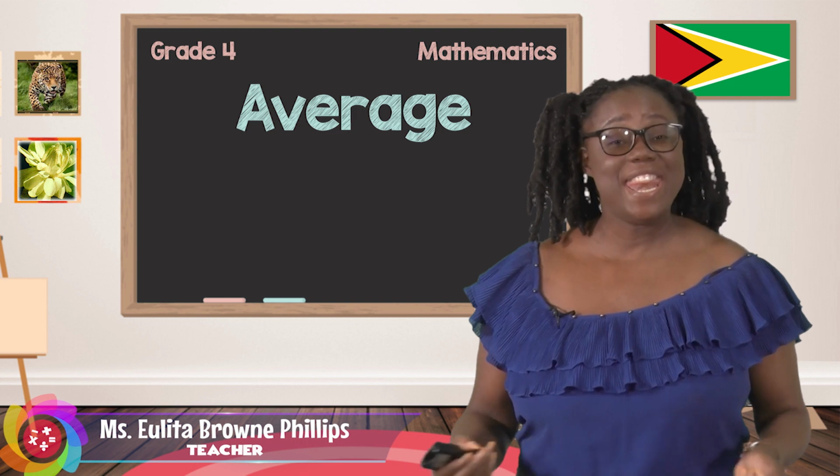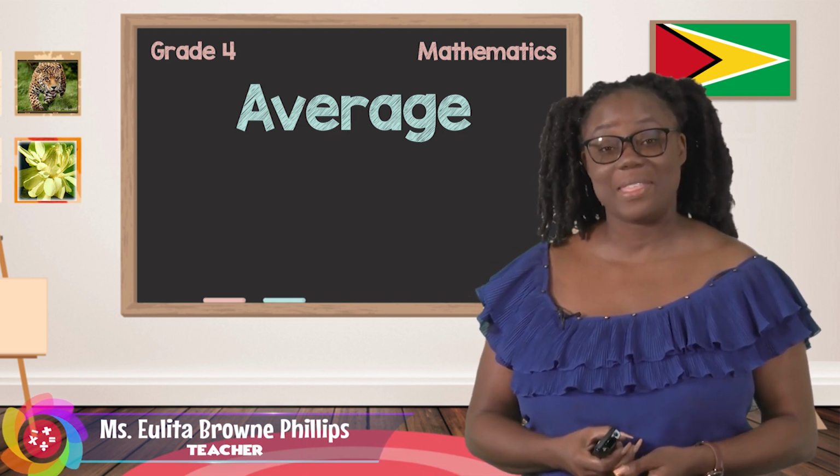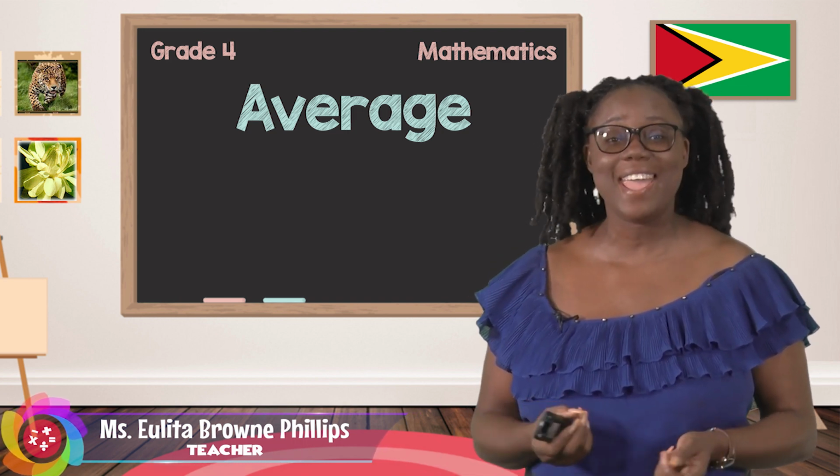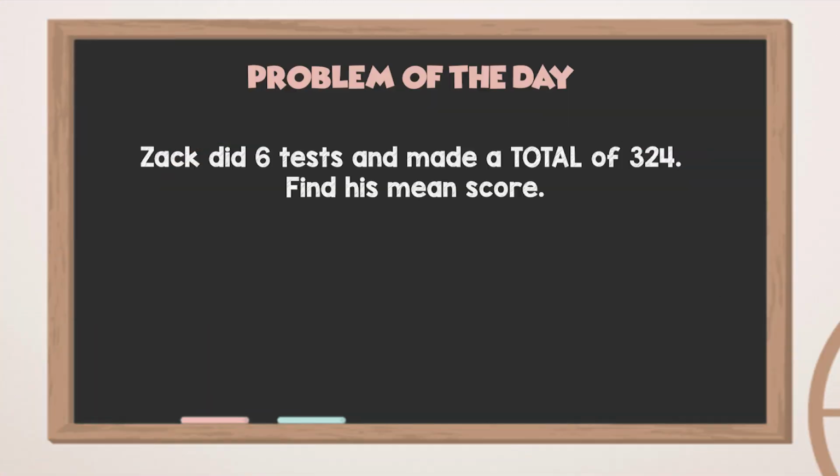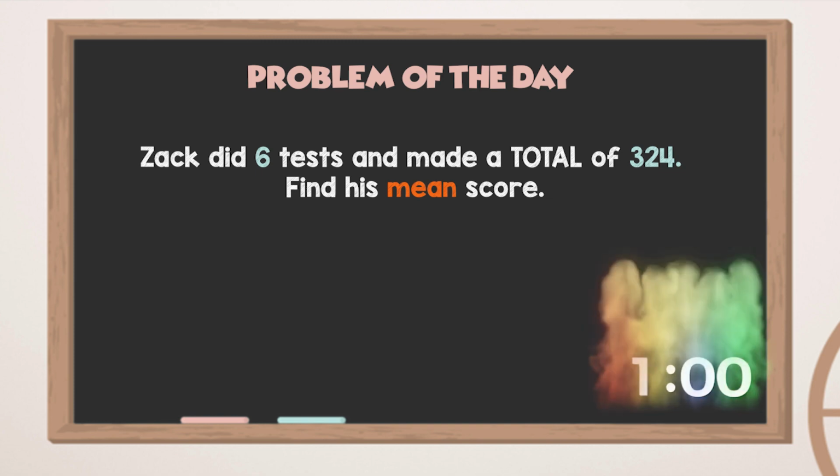However, we never end our class without the problem of the day. So for today's problem, Zach did 6 tests. He made a total of 324. Find his mean score. Notice the word mean. Take a minute to get this done, boys and girls. I am so excited. Remember to do neat work. Your work says a lot about you.